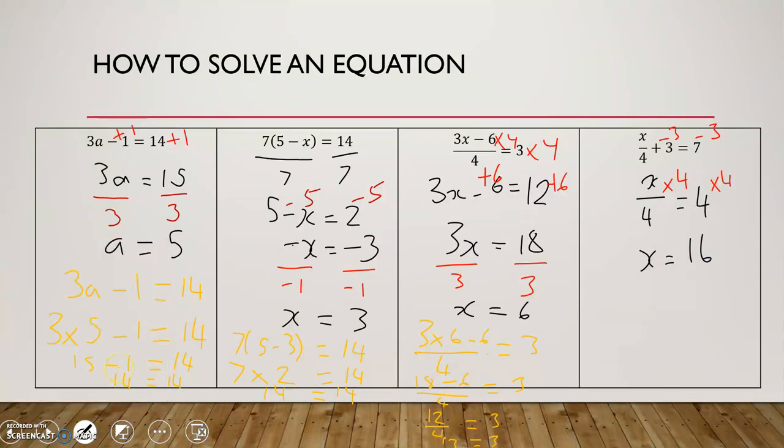Again, I can check if my answer is correct by substituting it back in. So 16 over 4 plus 3 equals 7. Now 16 divided by 4 is 4, plus 3 equals 7. Now 4 plus 3 is 7. So my left-hand side equals my right-hand side. So that means my answer is correct.